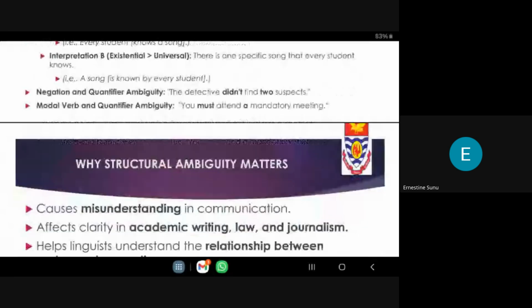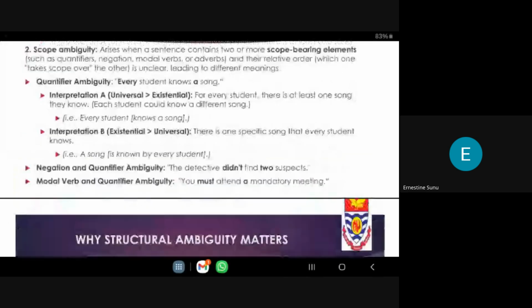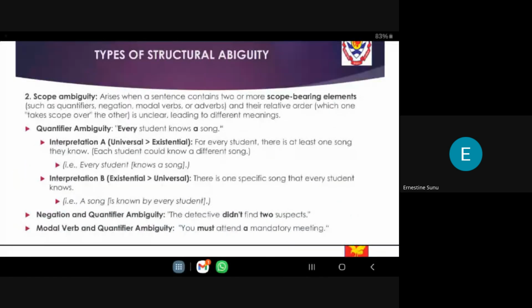Modal verb and quantifier ambiguity. So this is also ambiguous: you must attend a mandatory meeting. It's definitely ambiguous because if you bring the A first, then it will apply to one meeting. Then if you maintain the must over there, it would mean that you are obliged by force, whether you like it or not, to attend a meeting which is compulsory for you. Please, the next one.